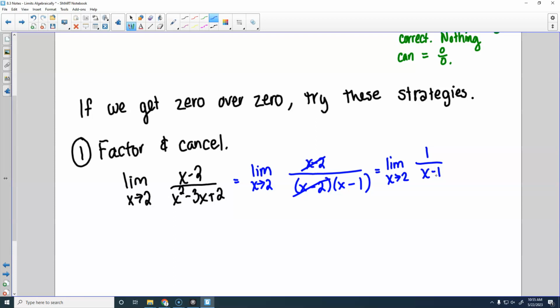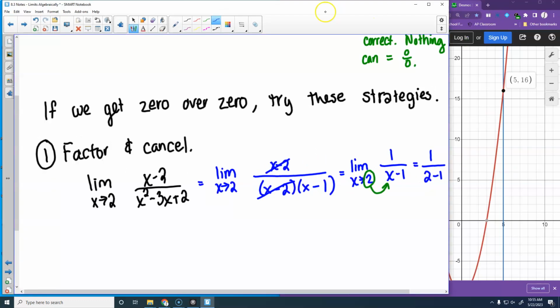But once you cancel something, you can probably plug the number in most cases anyway. So if we take that 2 right there and plug it in for our x, we will get 1 over 2 minus 1, which will give us 1. So our limit at this point is 1.